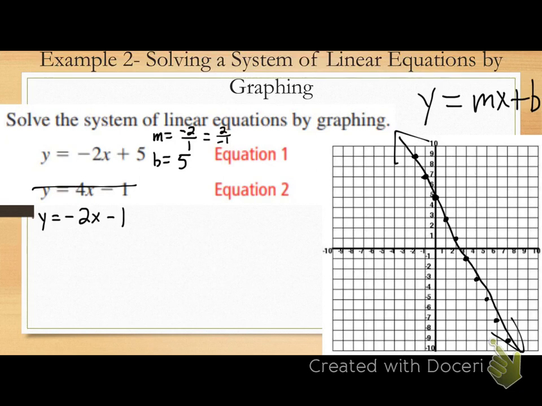What kind of lines are these going to be? Parallel. Why are they parallel? They have the same exact slope. Does everyone see that? If I graph them, they're going to go on forever and ever and ever and never intersect.